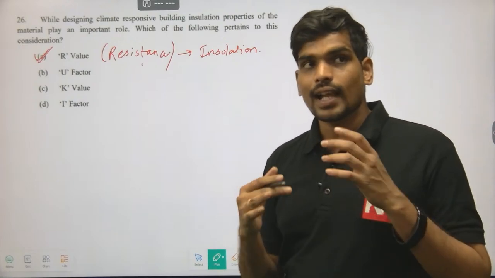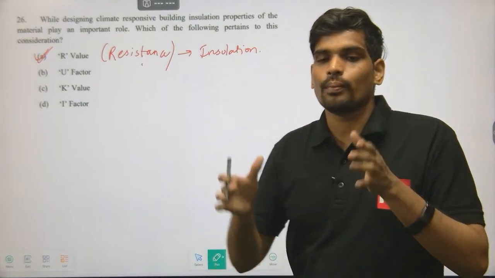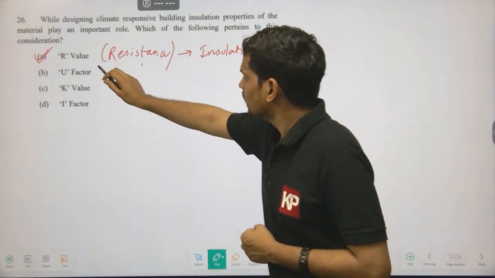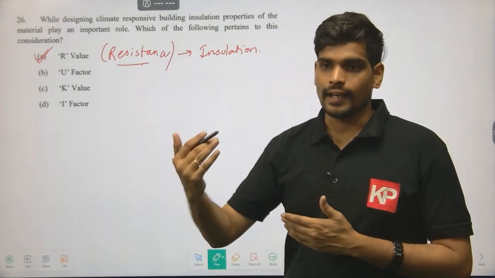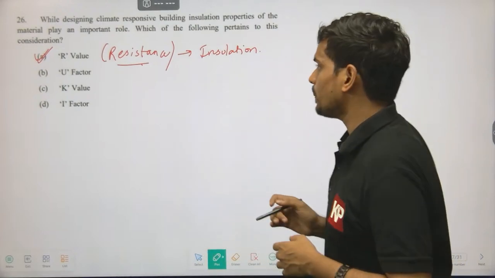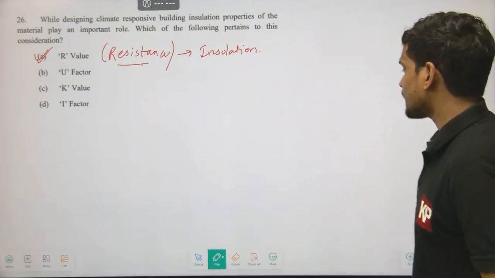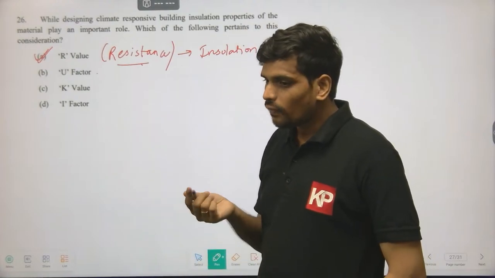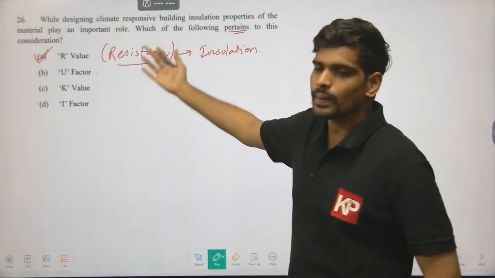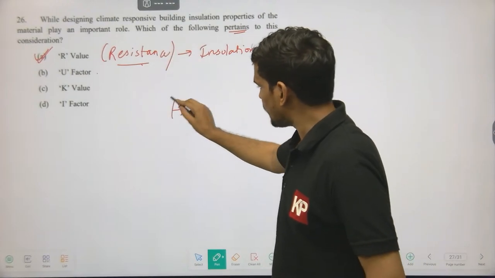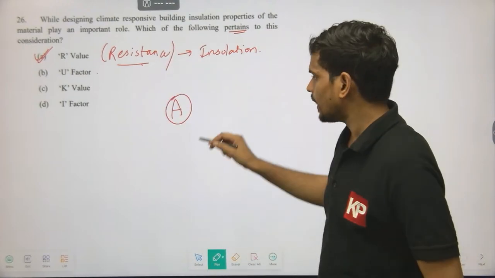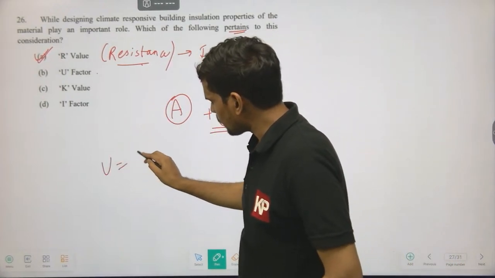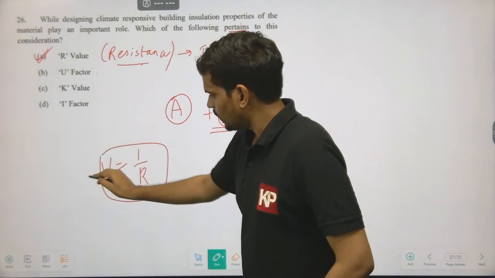For example, if you're designing something in hot and dry climate, you need to use building components which have good insulation capacities. In other words, you can say which have good resistance values. R value should be high so that they can resist the heat from coming into the building. So R value has to do with insulation and resistance or thermal resistance. The reciprocal of R value is called as U factor. So U factor also is pertaining to the same concept. Most appropriate answer would be A. However, in a revised answer key, A and also B was also given marks. B also is correct because U factor is nothing but the reciprocal of R value in building components.